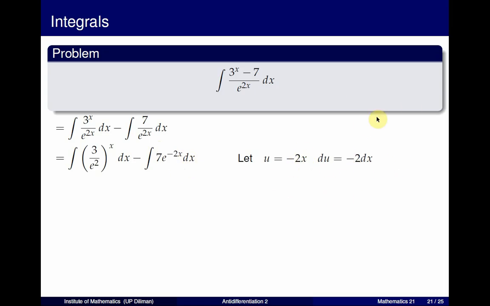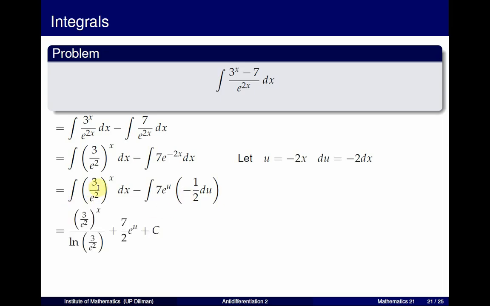I'm not gonna write it anymore so we can go faster. So the second integral becomes 7 e to the u times negative 1/2 du. We have eliminated all the instances of x here. Okay, let's evaluate both integrals directly already. We can do so in both cases. So the first integral becomes (3 over e squared) quantity raised to x all over ln of the base 3 over e squared. And then the second integral, after a bit of simplification, let's put the negative 1/2 outside, and the 7 outside as well.